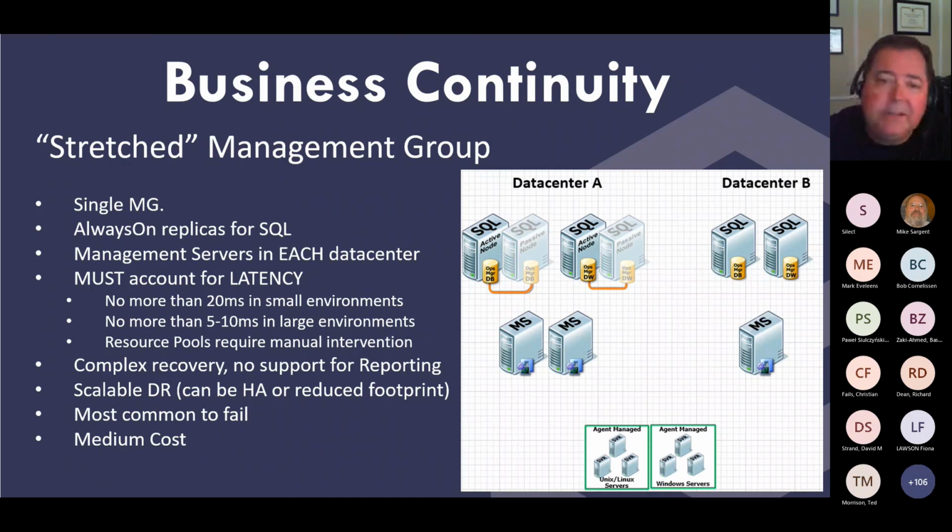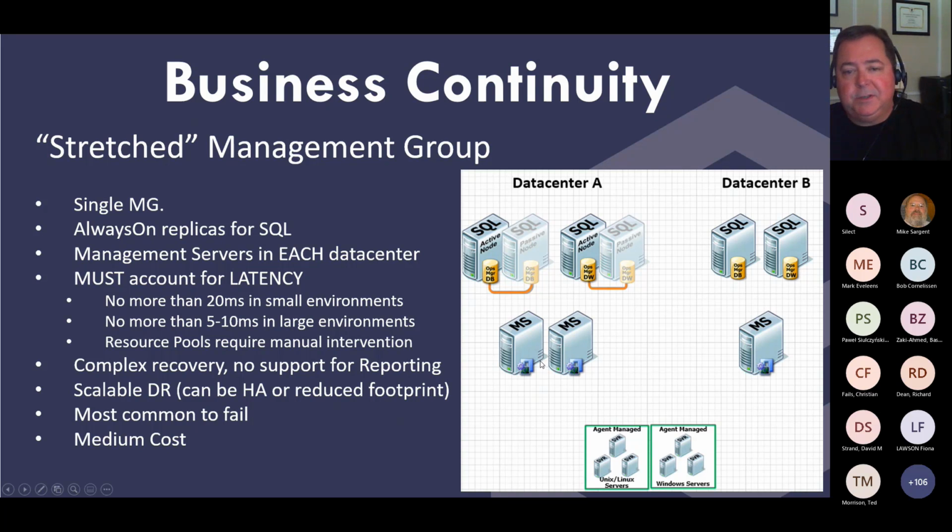So the next one is stretched management groups. And so this is where I do a single management group. I do Always On replicas. So in data center A over here, I have maybe local Always On for local HA, and then I have a replica of those databases, and I can have redundant replicas or I can just have standalone replicas at that point. But I'm basically replicating my SQL Server to data center B, and I have the ability to fail over that listener to that site.